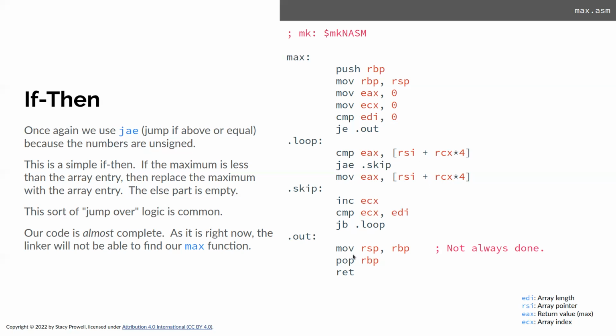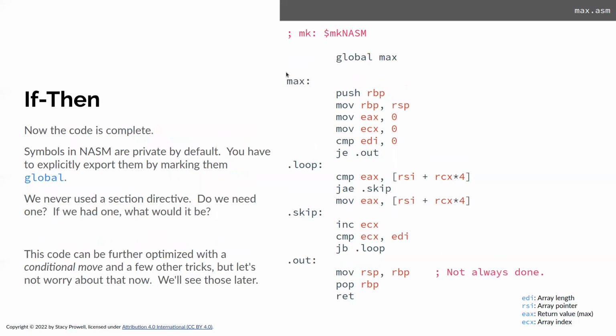This will do the same thing as that little max function, but should if we've done it correctly. And it's almost complete. But right now it's not callable because max is private to this piece of code. We need to go ahead and add global max. There we go. Now we can go ahead and assemble this, and you can call it and life is good.